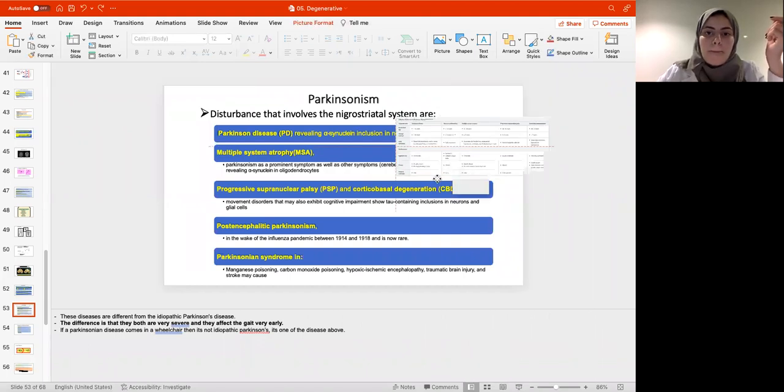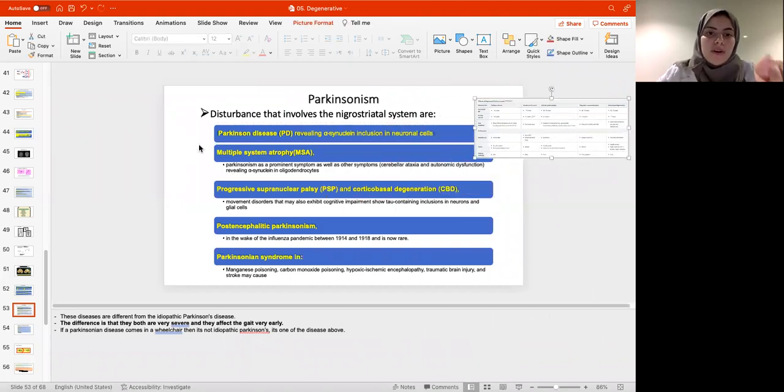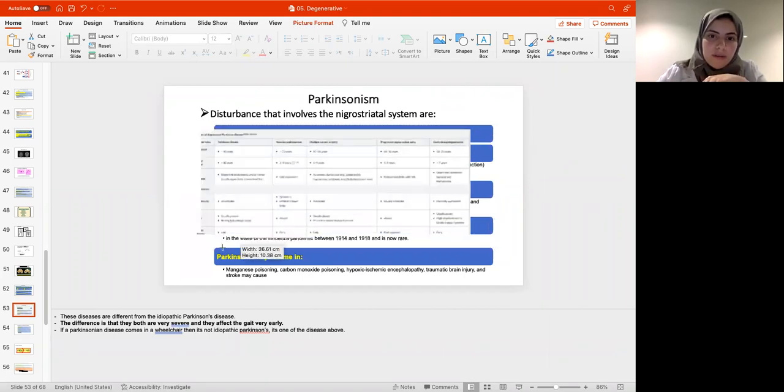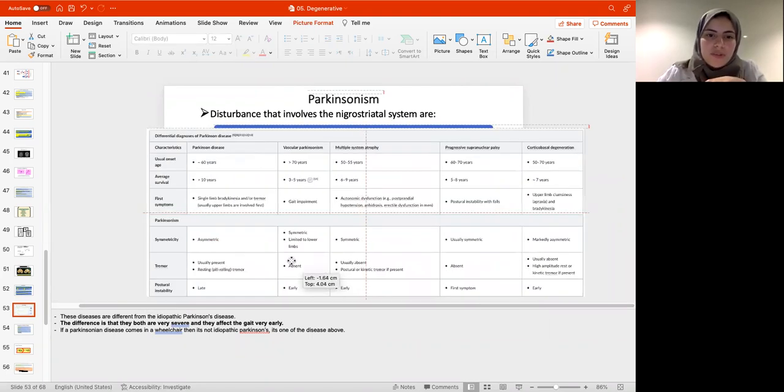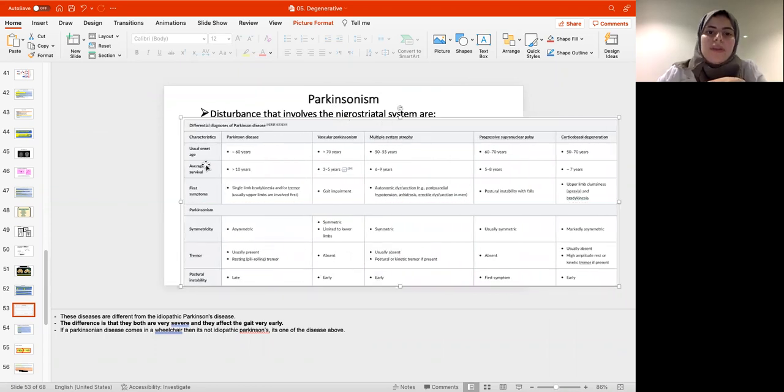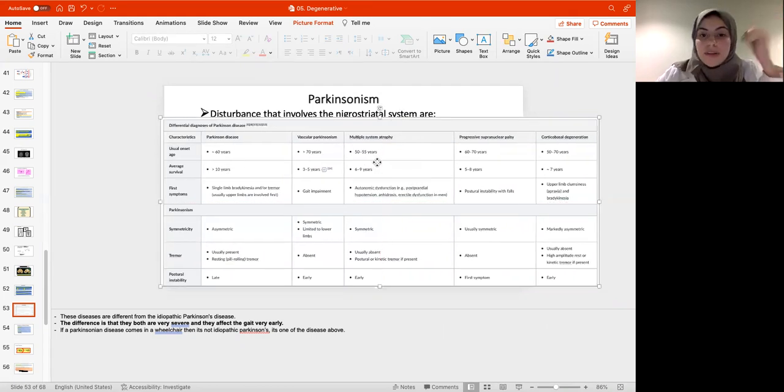Here he wrote the other underlying diseases that can cause Parkinsonism, and some specific factors. I added this table from Amboss. I'm pretty sure you don't need to know all of this, but just so you have a clear idea and distinction between them. You have Parkinson's disease, vascular Parkinsonism, multiple system atrophy, progressive supranuclear palsy, and corticobasal degeneration. All of them cause Parkinsonism or Parkinson syndrome, the symptoms of Parkinson.